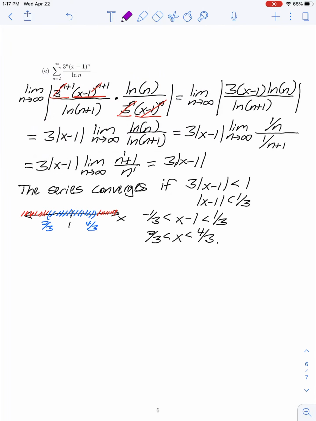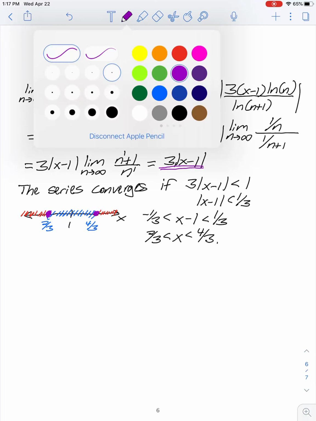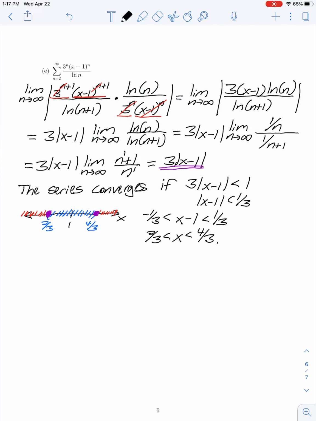And then the question becomes, well, what about these endpoints? At x equals 2/3 or 4/3, we would have a limiting value when we apply the ratio test of 1, and so our test would be inconclusive. We've got to try something else. So let's consider these endpoints separately. At the right endpoint, where x is equal to 4/3, let's see what our series becomes.